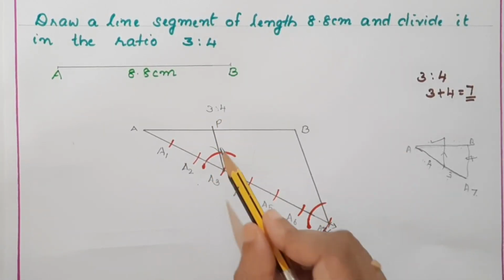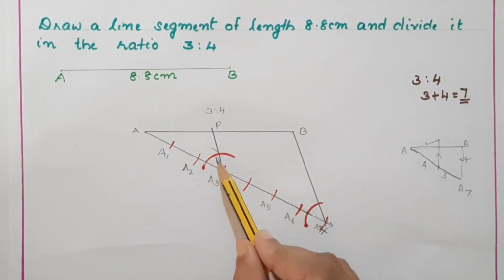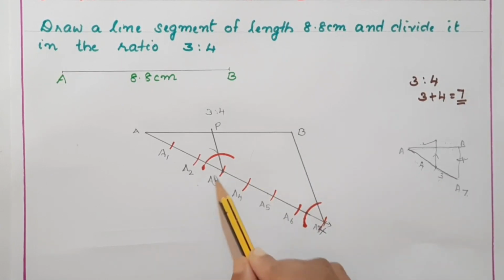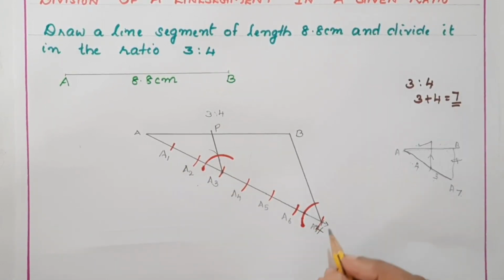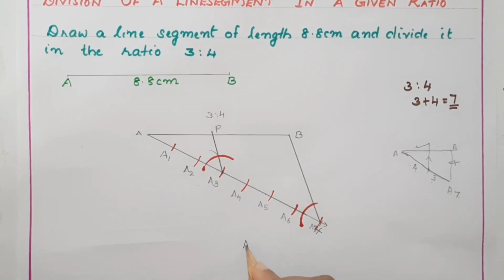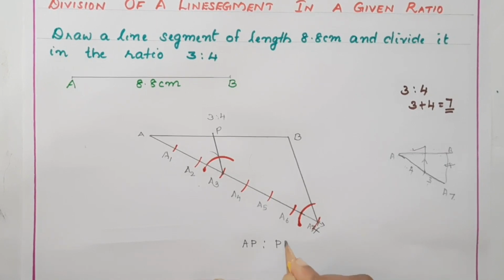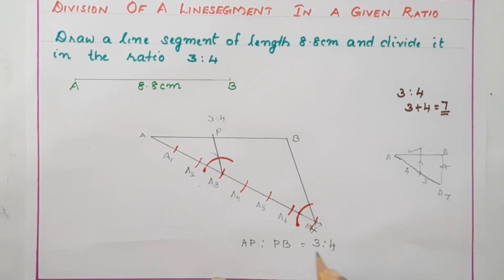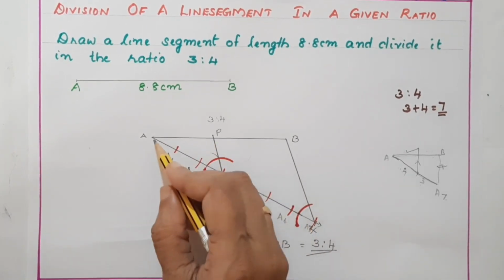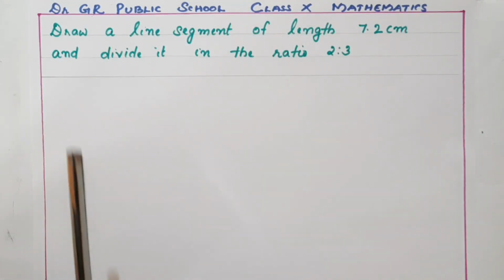Okay, because here we constructed parallel lines. If these 2 lines are parallel, then both the sides will be in the same ratio. So now we can write AP is to PB equal to 3:4. Now the point P divided the AB in the ratio 3:4. Okay. Now consider the question.